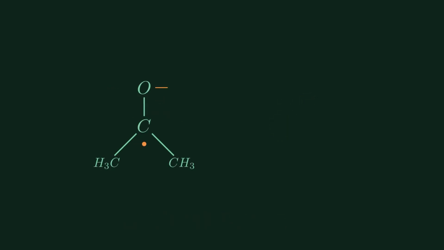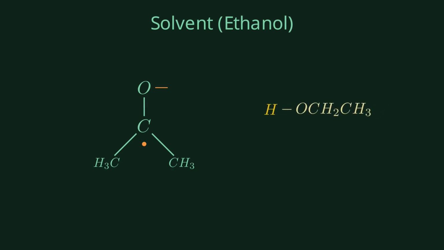Now this is where the solvent comes in. We've used an alcohol, like ethanol, as our proton source. High-energy intermediates don't stay lonely for long. This radical anion quickly grabs a proton from the ethanol. Look at the carbon now. It's no longer an anion, but it's still a radical. It's still hungry for another electron to feel stable.